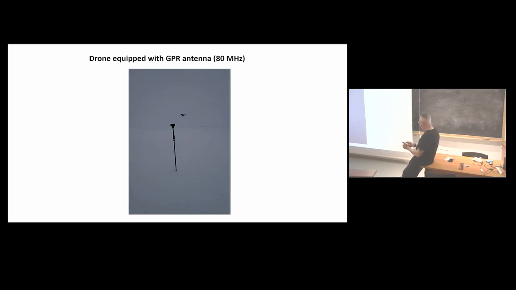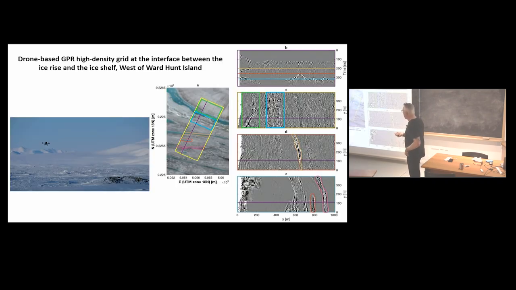Here, I am running the drone by hand near its starting point. Because you run the drone like that. We program the drone, in fact, and it makes these lines up and down the ice shelf. And it worked very well.